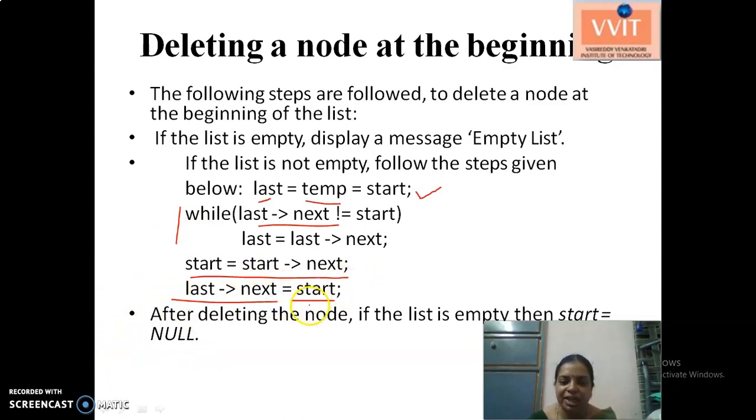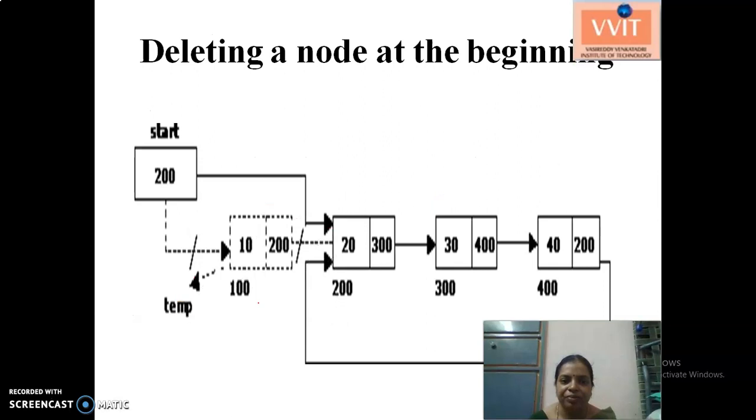Last node next as the new starting node address. So this is the diagrammatic representation. This is the node to be deleted. First we will assign start equals start of next, that is, the second node is assigned to the start pointer.